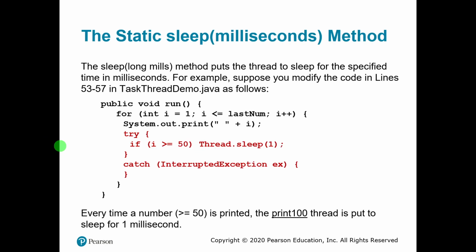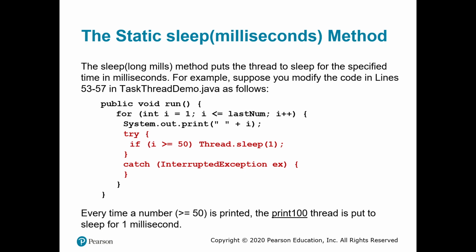So we have the sleep method. The sleep method puts a thread to sleep for a specified time in milliseconds. For this example, we can modify a run method and add Thread.sleep right here, and this is telling it to sleep for 1 millisecond. This is in the number counter when it's counting up to 50. Once it gets to 50, every time it does another number, it's going to tell the thread to sleep for a millisecond. Now, a millisecond seems really short, but it's not all that short.